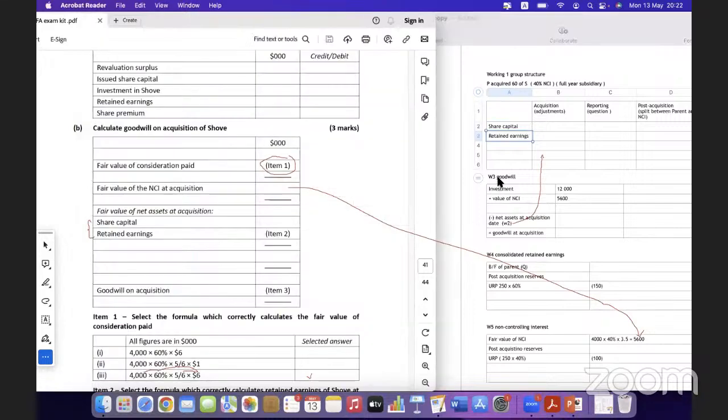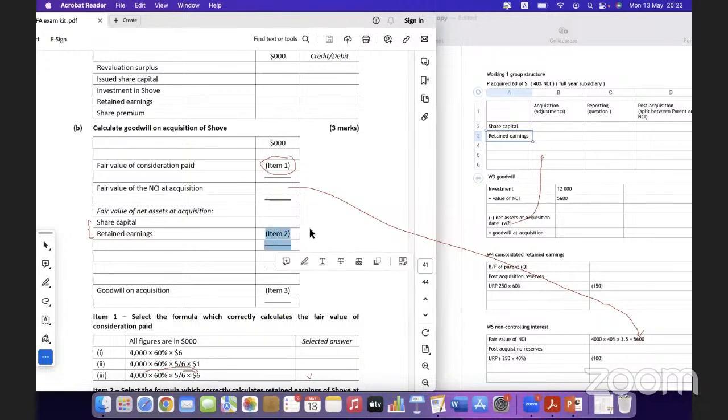Okay, so guys, normally this is goodwill, no? So how to get the goodwill? Fair value, which is the investment, value of NCI, fair value of net assets at acquisition. There's only this one, net assets at the acquisition date, meaning the answer over here. So they are telling there are two things: one is share capital, one is retained earning, and then retained earning, they are telling item number 2.